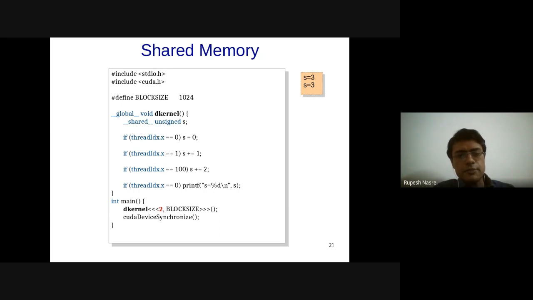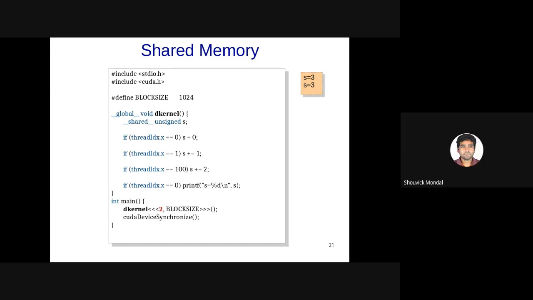That is correct. Okay, so in this case, let's say I see an output s equals 3, and therefore, okay, Shouvick has raised a hand. Shouvick, do you have any questions? So here we have 2 s equal to 3, s equal to 3. So does that mean s will be copied for different blocks? For each block, there will be a copy of s?